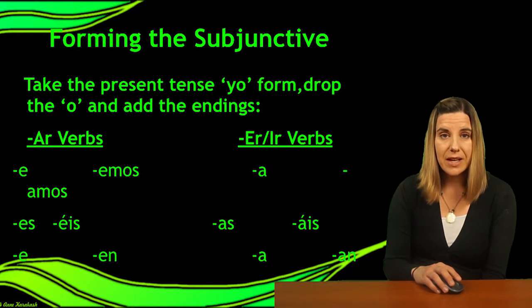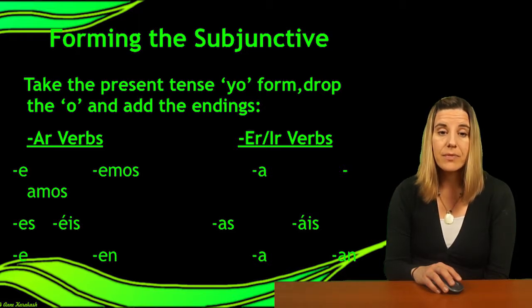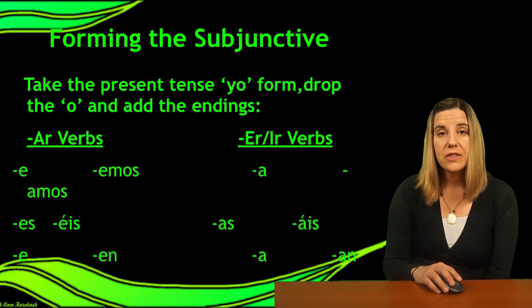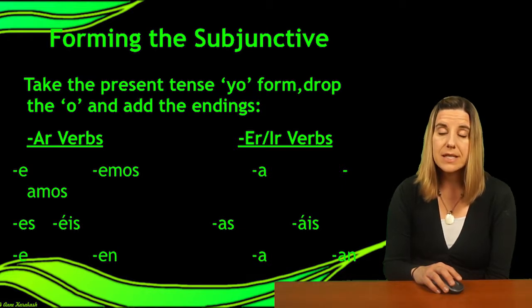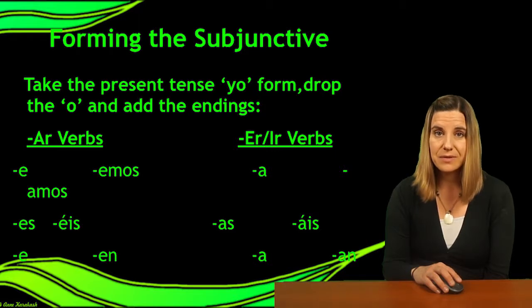The complete list of endings for AR verbs are e, es, e, emos, éis, en. For ER and IR verbs, the endings are a, as, a, amos, áis, an. Don't forget, you're going to take the yo form of the verb in the present tense and drop the o. That's the stem that you add these endings to form the present subjunctive.